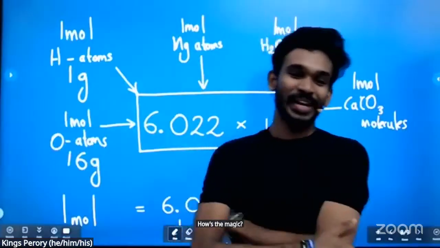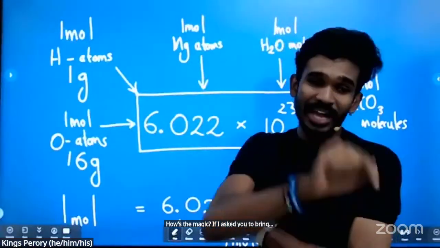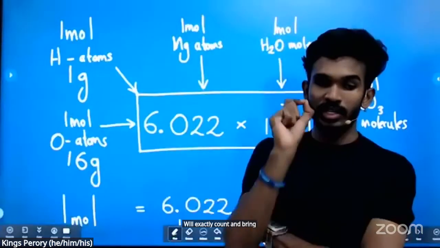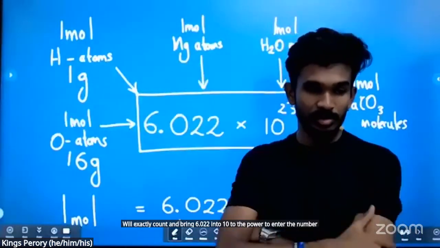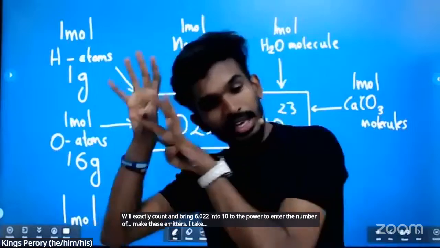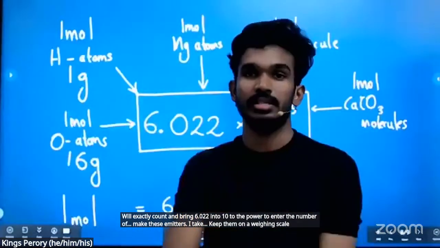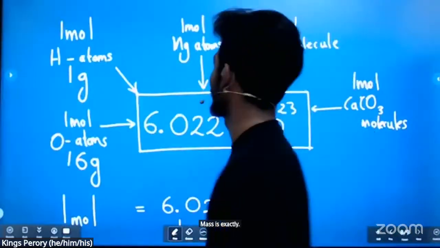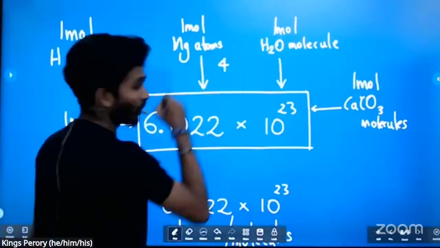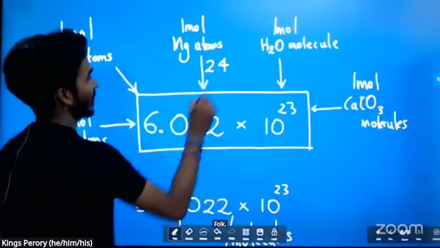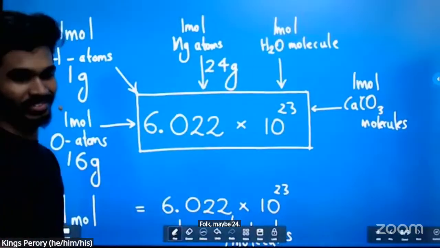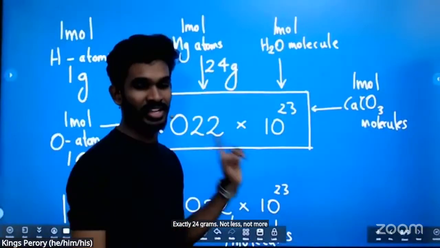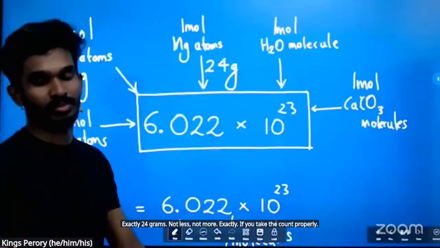If I ask you to bring 1 mole of magnesium atoms, you will exactly count and bring 6.022 into 10 to the power 23 number of magnesium atoms. I take them, keep them on a weighing scale, measure the mass. Mass is exactly 24 grams. Exactly 24 grams. Not less, not more. If you take the count properly, it's exactly 24 grams.